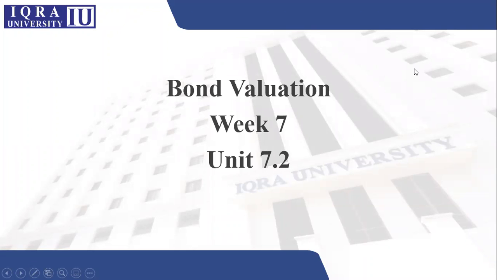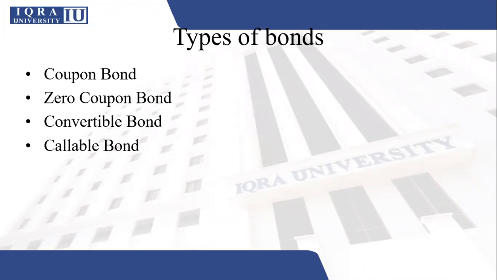So continuing with the topic of bond valuation in unit 7.2, we will be discussing types of bonds. We will be discussing these four types: coupon bond, zero coupon bond, convertible bond, and callable bond.